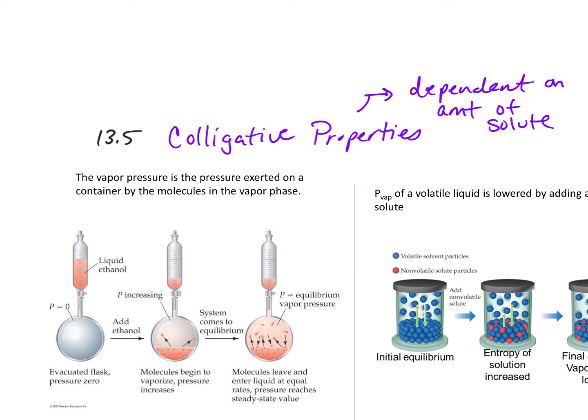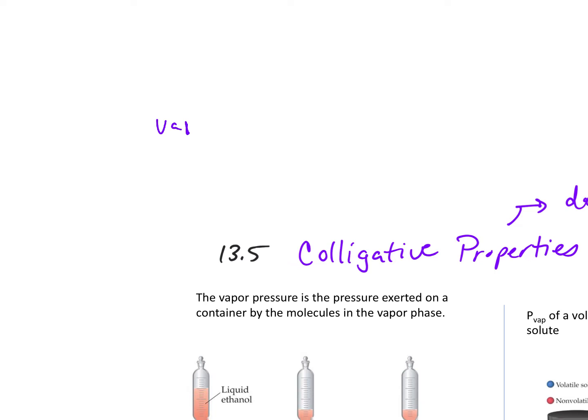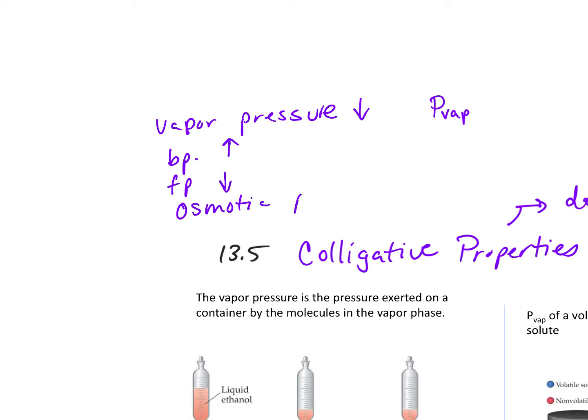We're going to be looking at vapor pressure lowering, which is going to be the first one. Down arrow for lowering. You'll often see vapor pressure abbreviated uppercase P and subscript VAP for vapor. We're going to look at boiling point elevation, freezing point depression, and then osmotic pressure. So those are the four we're going to be focusing on.